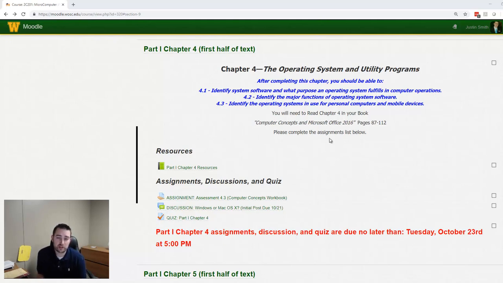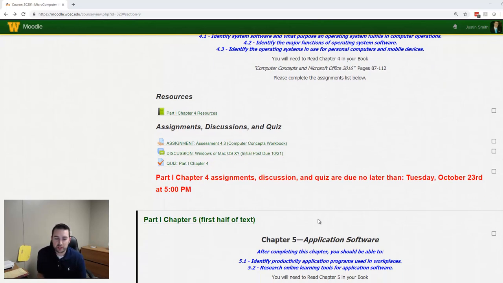The homework for that chapter, the quiz, and the forum are all due tomorrow, Tuesday, October 23rd, by 5. Not very many people have gotten the assignment done, which I understand is because of fall break. So make sure to get that done within the next day and a half, almost 2 days now. Also, the quiz is due at 5 o'clock as well.